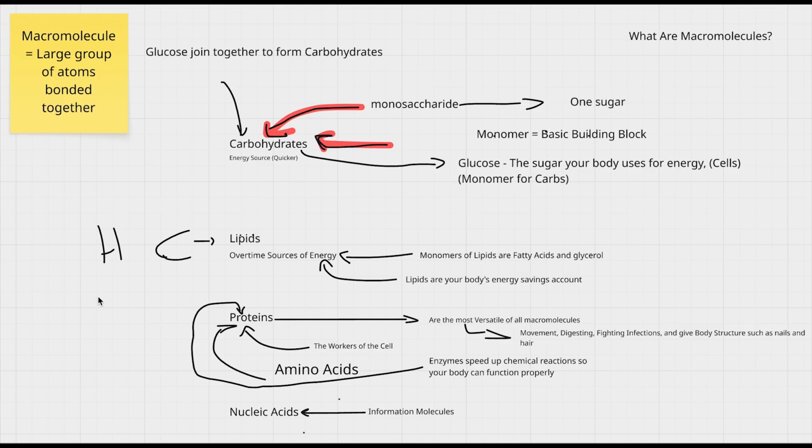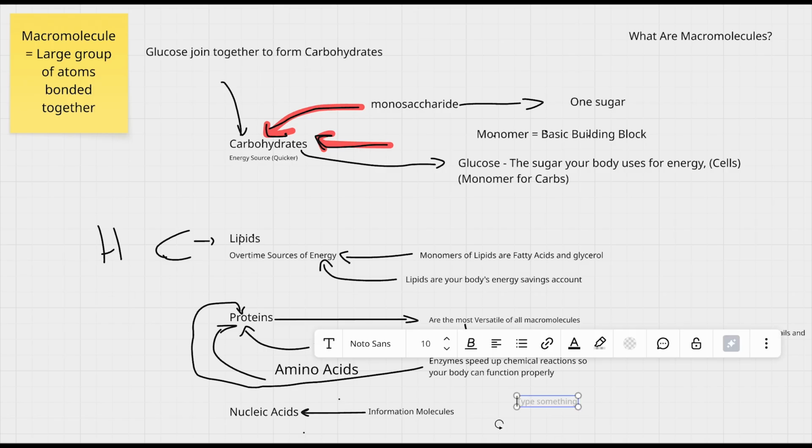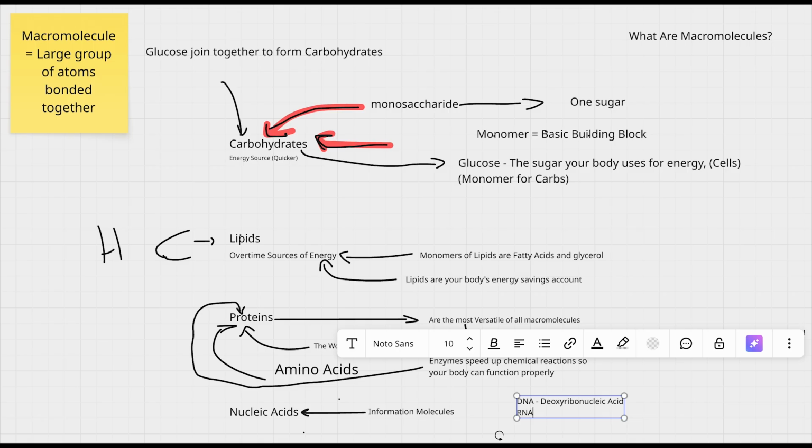Finally, we have nucleic acids, which is DNA and RNA. Those are the two things you have to know in your biology class, DNA and RNA, okay? Deoxyribonucleic acid. That is the definition of DNA. Let me see if I can spell this right. Deoxyribonucleic acid. I wasn't expecting to spell that right, so it's okay. Deoxyribonucleic acid.